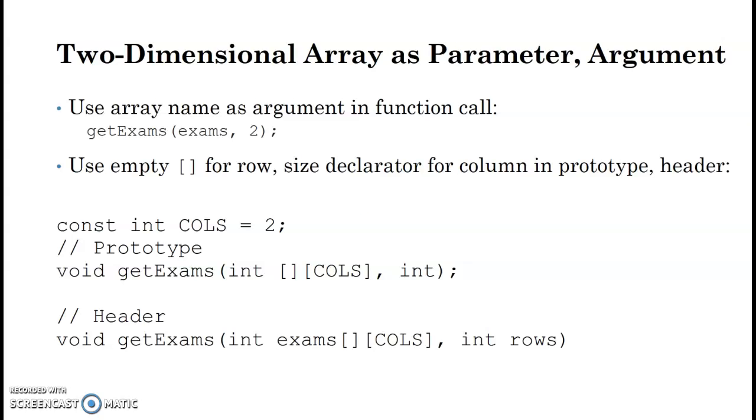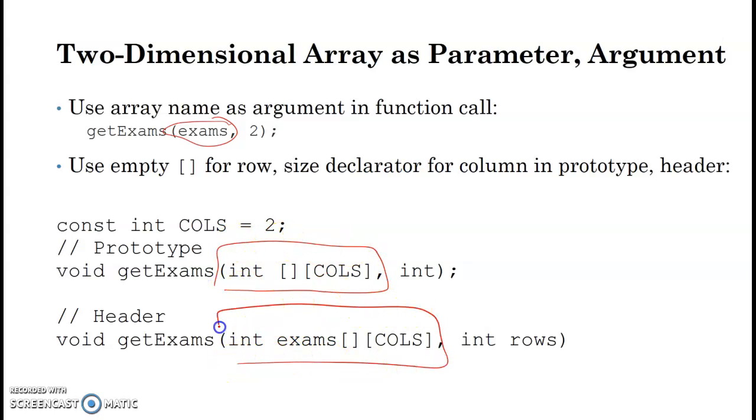Two-dimensional arrays as a parameter. So this is a little different. Again, I can pass the entire array just by name. But inside of the prototype and the function header, I do need to include at minimum the column size. I can omit the row size, but I must include the column size in the definition of the function header and the prototype. So that's a little different than when we had the one-dimensional array. So we have to keep an eye out for that.